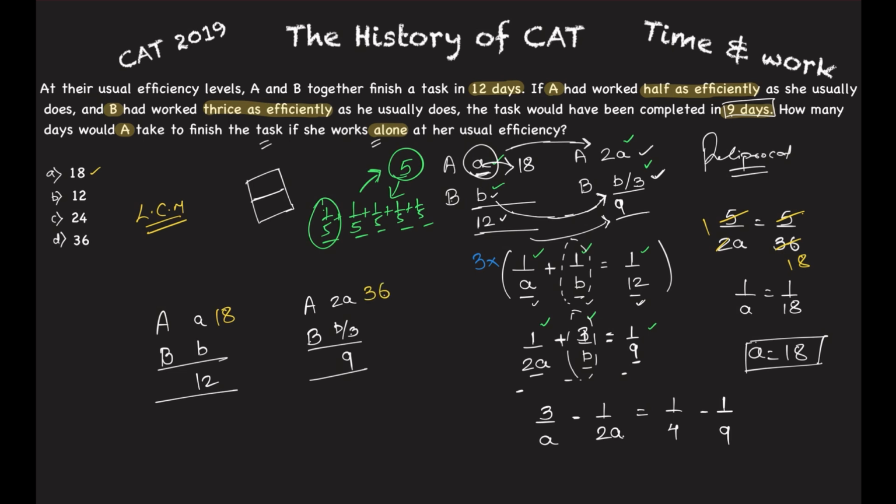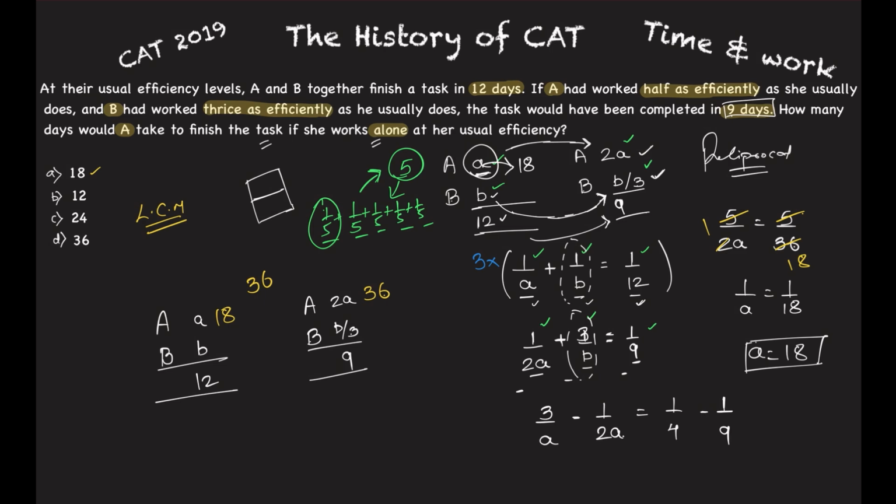So how will you understand this now? A could do it in 18 days, they could do it in 12. So let's take the LCM of 18 and 12, which is nothing but 36. So if 36 bricks are being put in, the work will be done. That's what we understand from the LCM method, right? This is what we have studied.